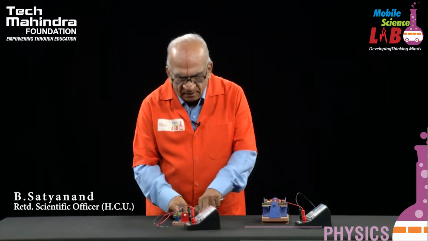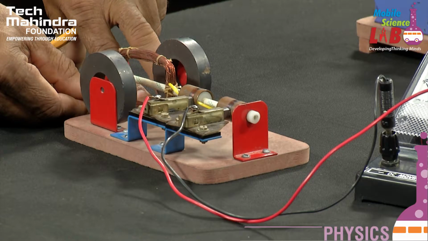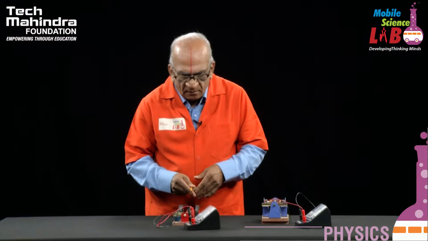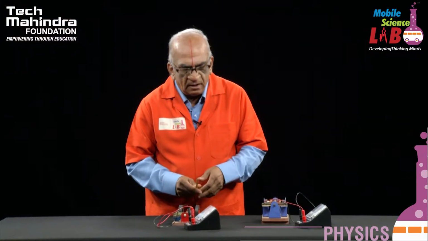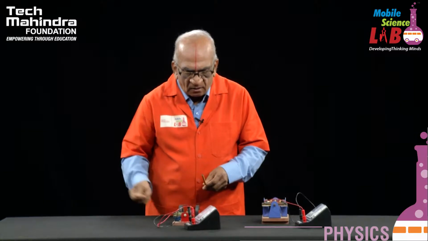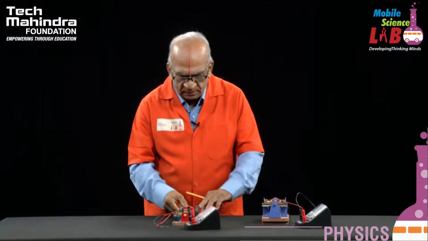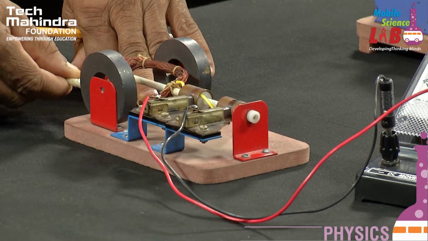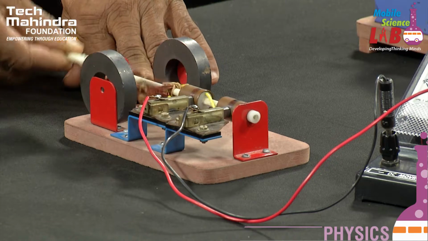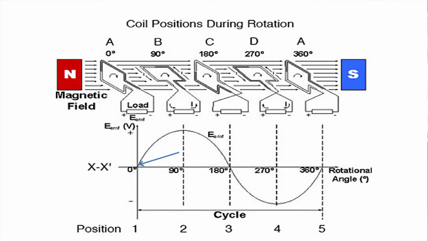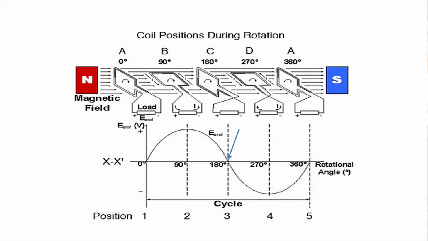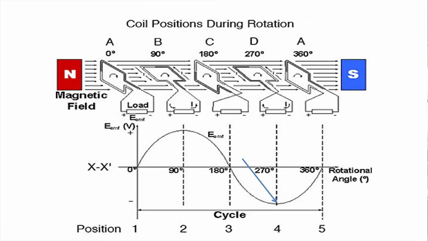Now, when I start rotating this, you can observe that the magnetic flux is changed because of the motion of the coil and the current is induced. See now, when I move it, when I am at the top, the current is 0. When I move it a quarter turn, the current reaches maximum. When I move it again, it comes to 0 and again it moves in the reverse direction.